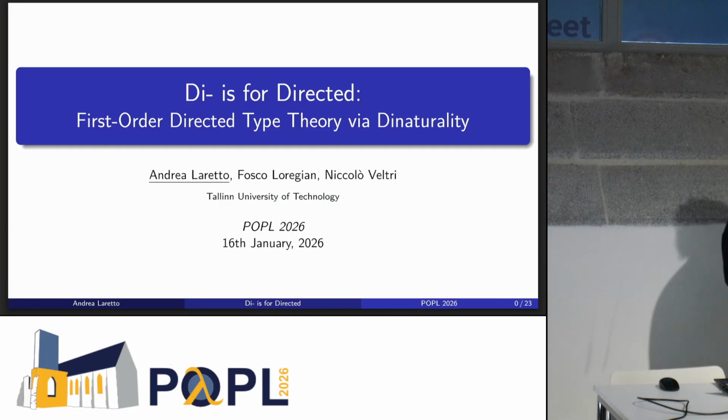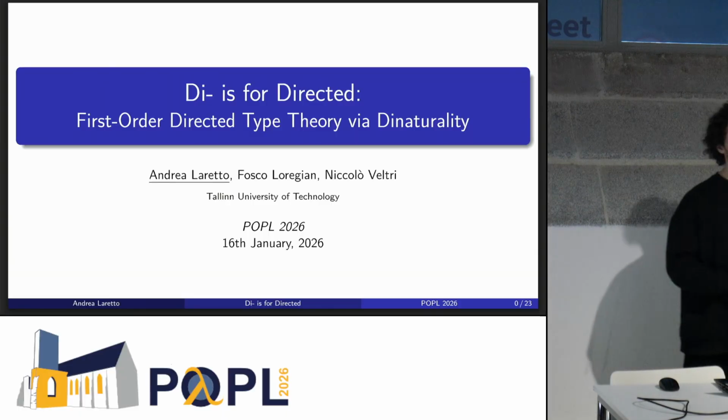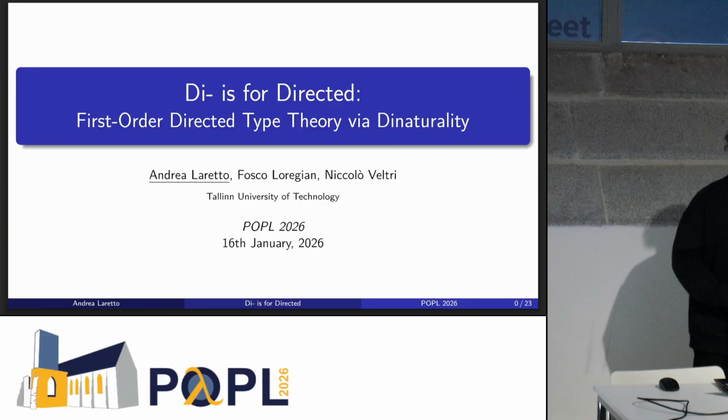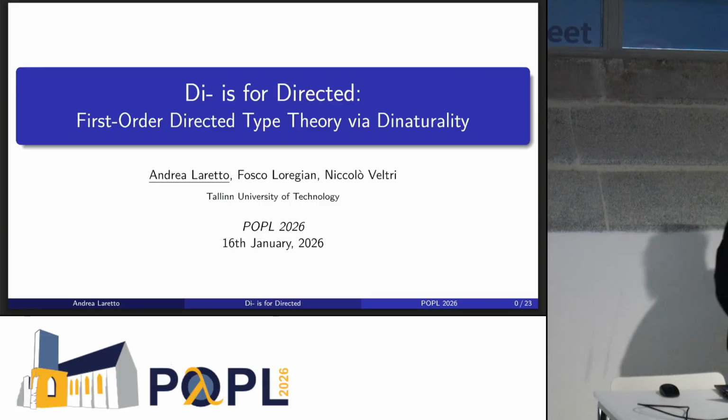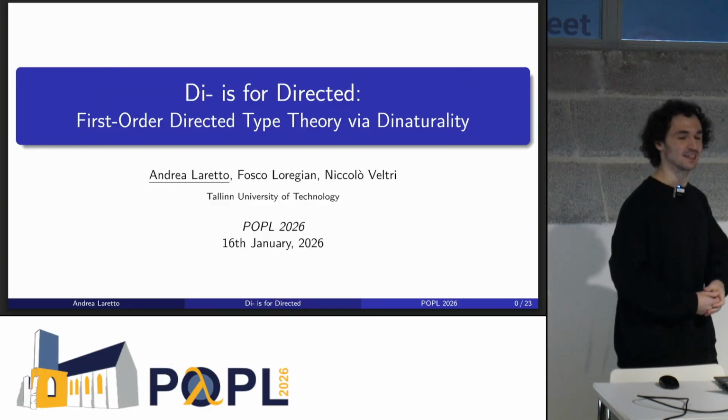And today I'm going to tell you about a simple way to do directed type theory. To do that, we're going to use a notion from the 70s, actually, that we're kind of resurrecting to do directed type theory precisely in a simple way. And that turns out to be the right notion. And the pun in the title is because the di in dinaturality stands for diagonal. But we're using it for directed type theory.